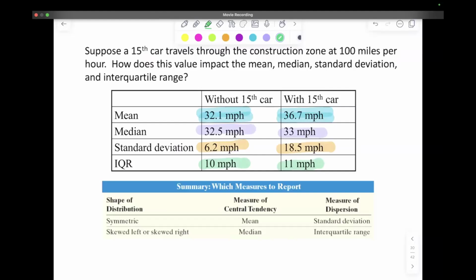I'm going to give you a second if you're writing any of this down. I believe this is the end of 3.4, and then we'll jump into 3.5. I'm going to get a drink of water while you're writing stuff down.